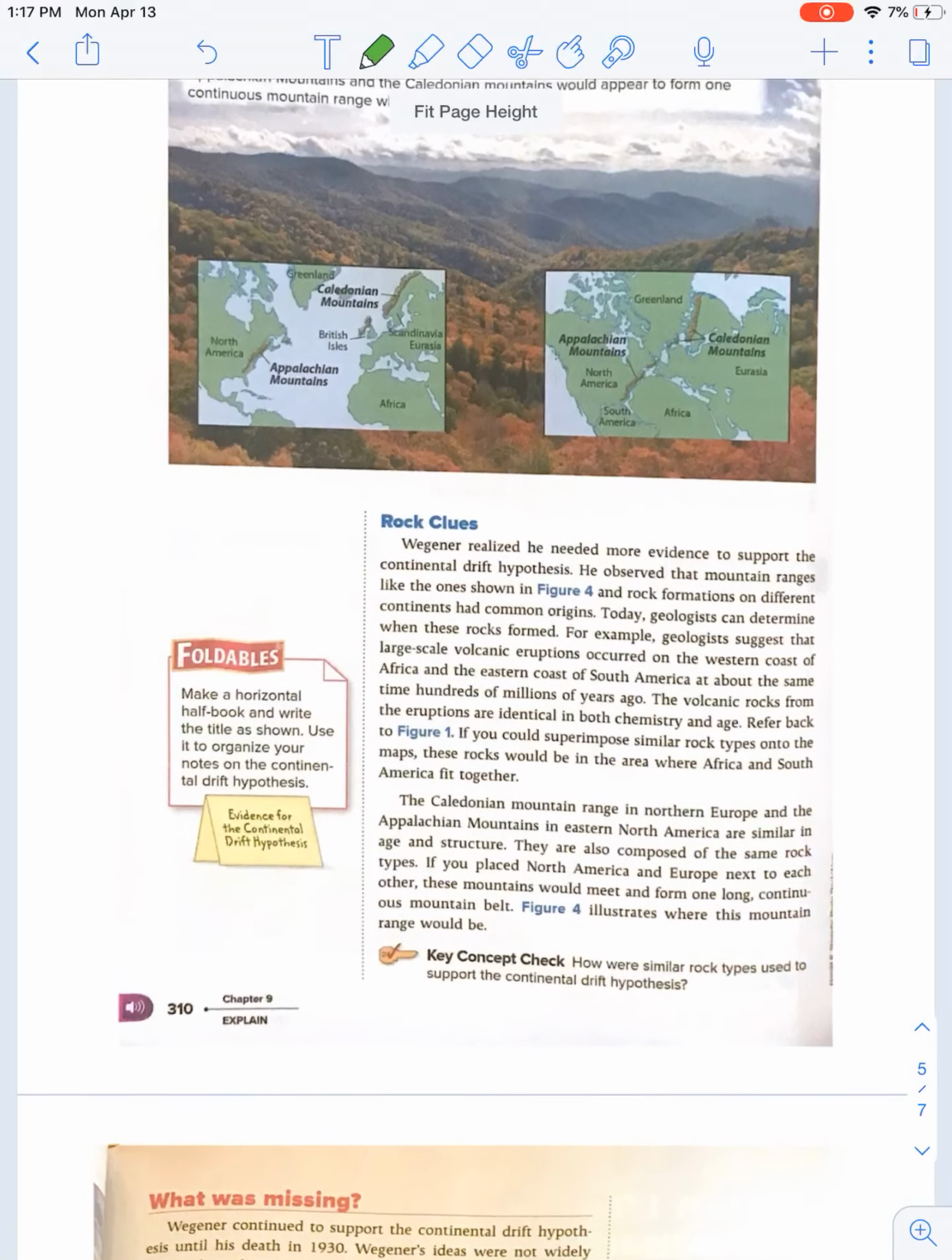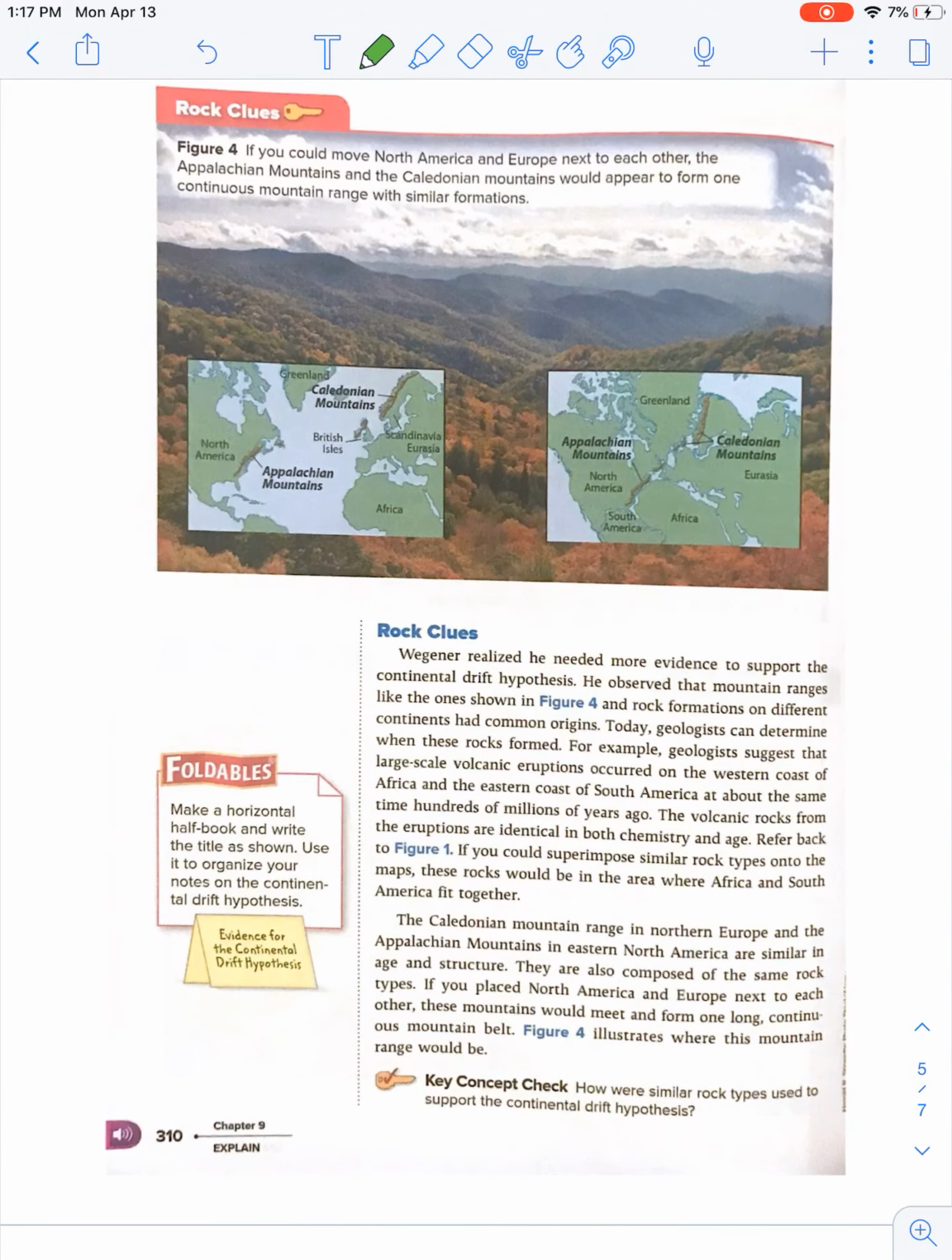Let's see what else we've got. We've got some rock clues. Okay. Figure 4 on page 310. If you could move North America and Europe next to each other, the Appalachian Mountains and the Caledonian Mountains would appear to form one continuous mountain range with similar formations.